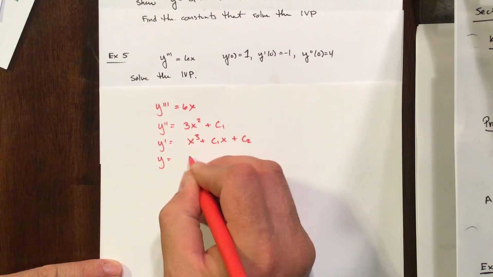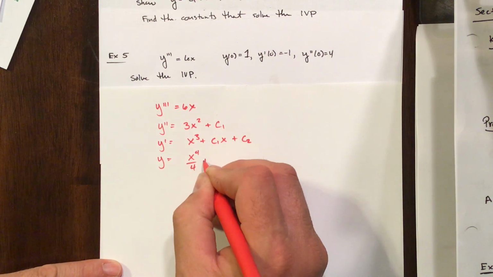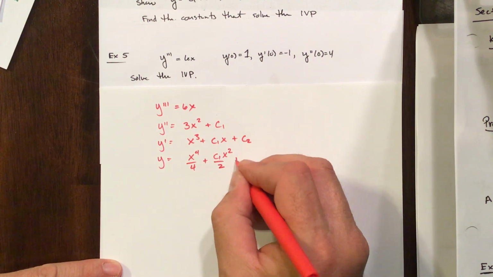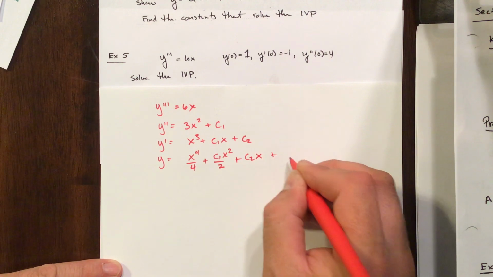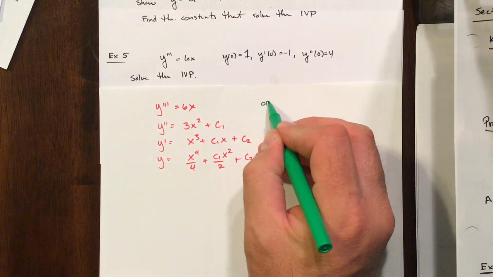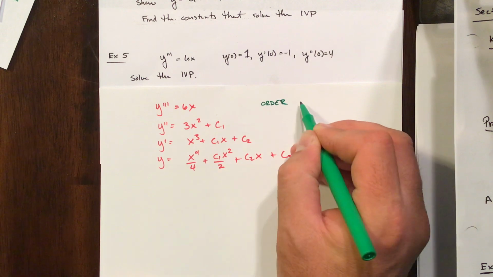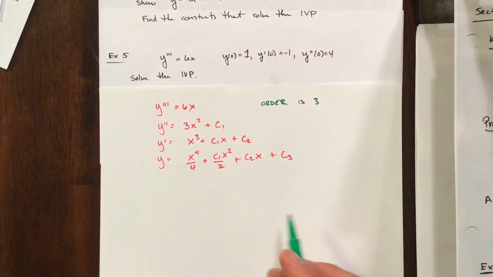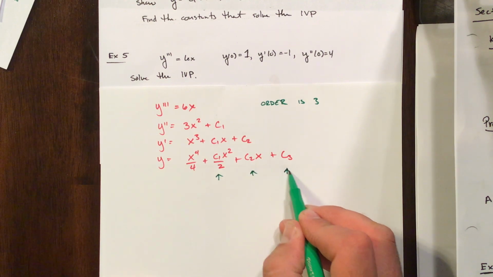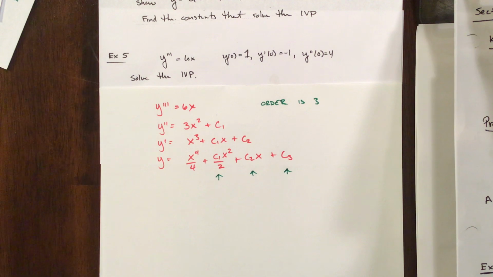And what's y? Well, that's x to the fourth over 4 plus C1x squared over 2 plus C2x plus a third constant, C3. Okay, and that would be the general solution to our differential equation. What is the order of this differential equation? The order of this differential equation is 3. How many arbitrary constants do we have? 1, 2, and 3. Not a coincidence.